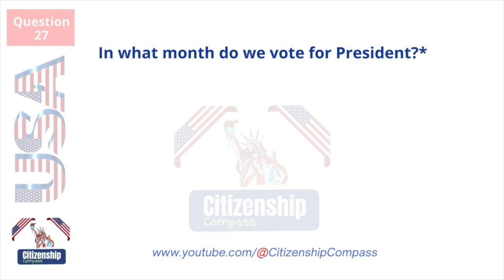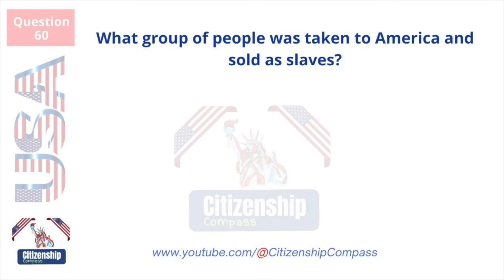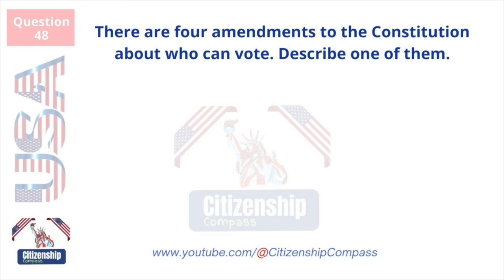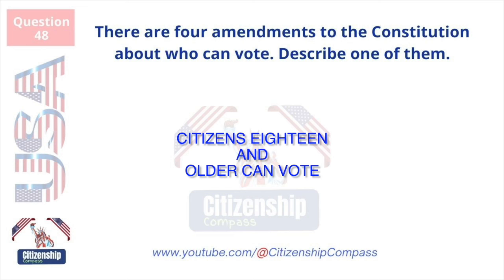In what month do we vote for president? November. What group of people was taken to America and sold as slaves? Africans. There are four amendments to the Constitution about who can vote. Describe one of them. Citizens 18 and older can vote.